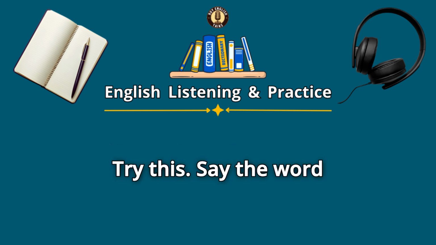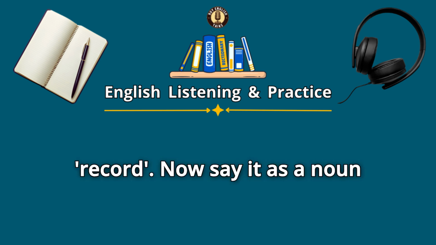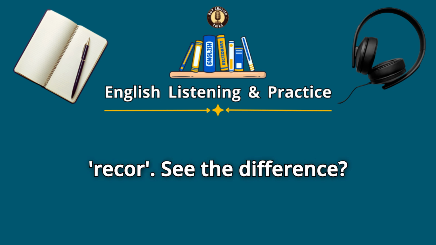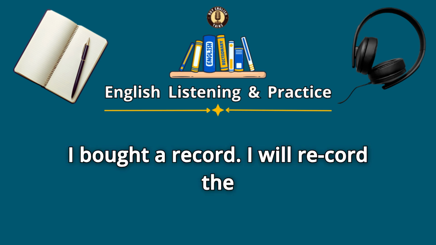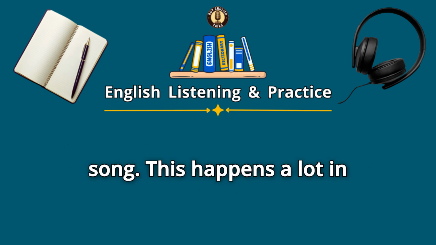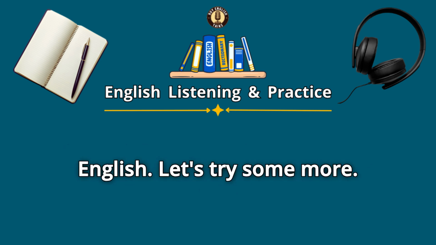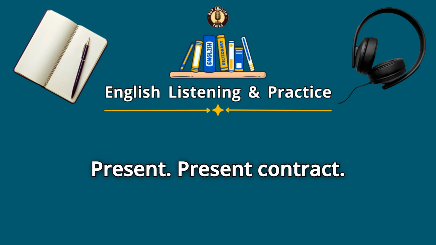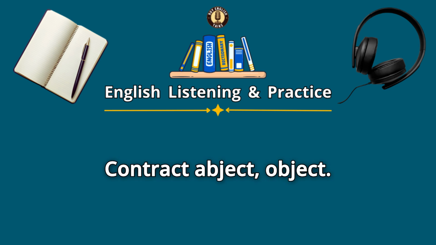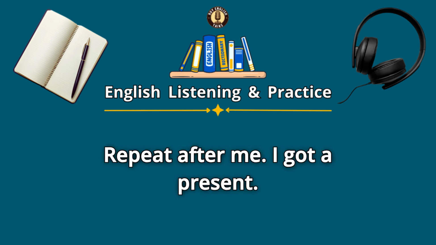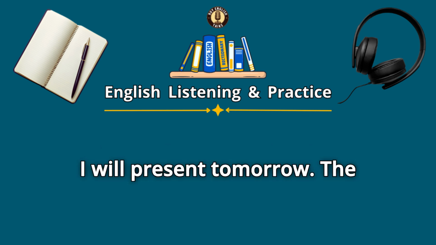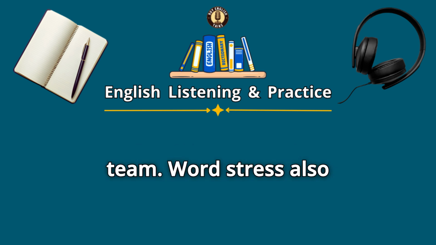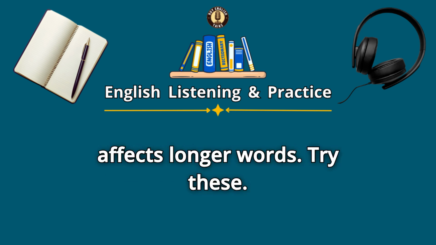Try this. Say the word record. Now say it as a noun, record. Now as a verb, record. See the difference? I bought a record. I will record the song. This happens a lot in English. Let's try some more. Present. Contract. Object. Repeat after me. I got a present. I will present tomorrow. The contract is ready. Please contract the team.